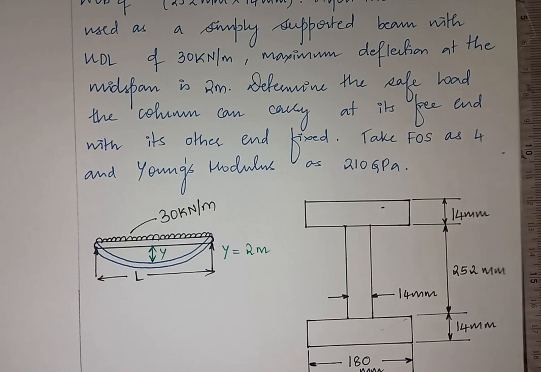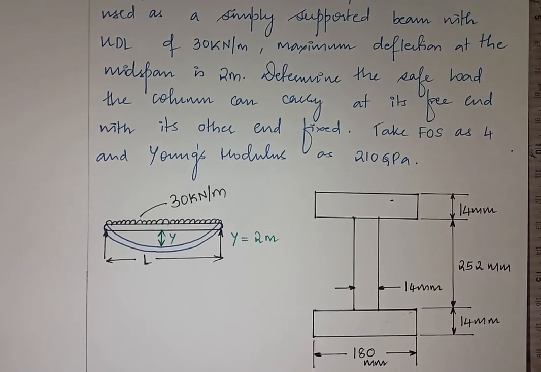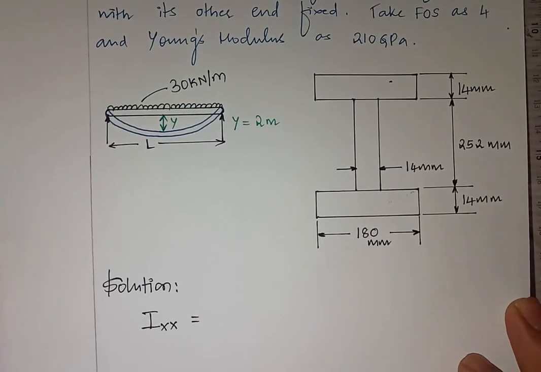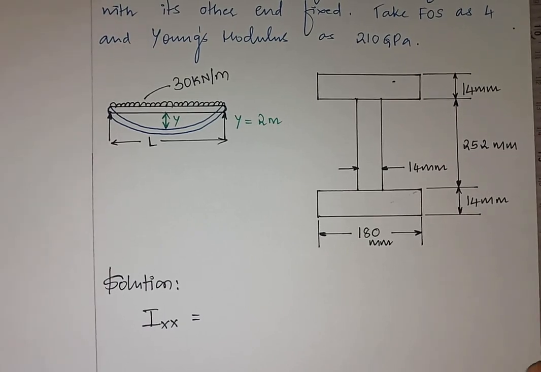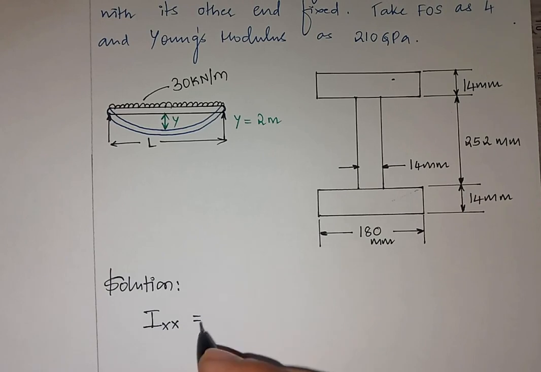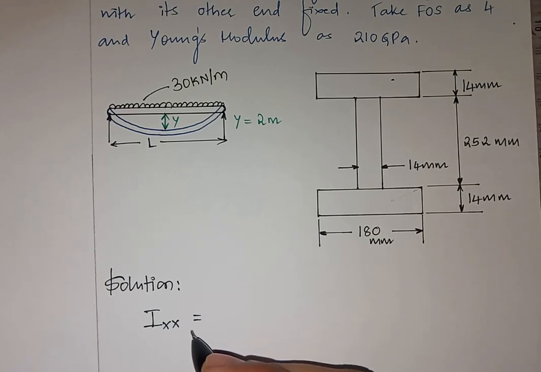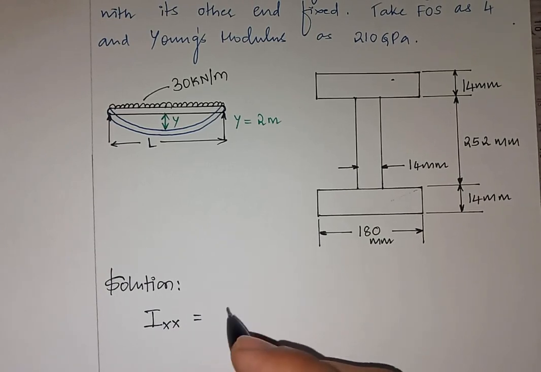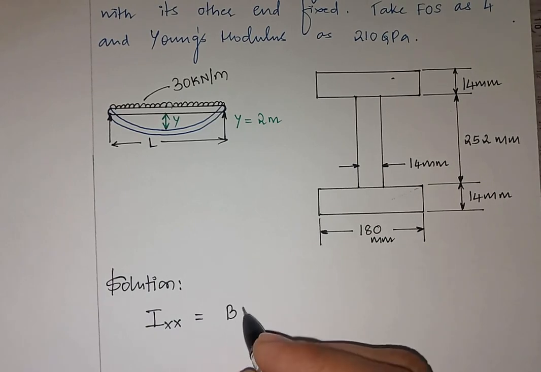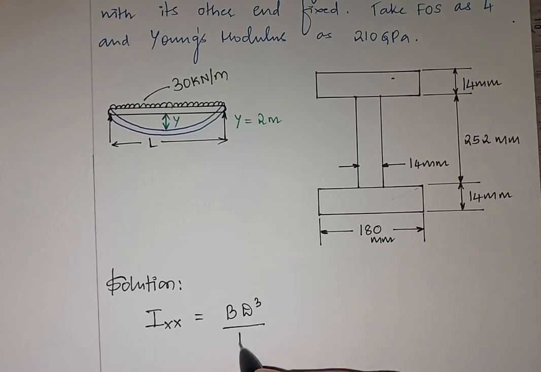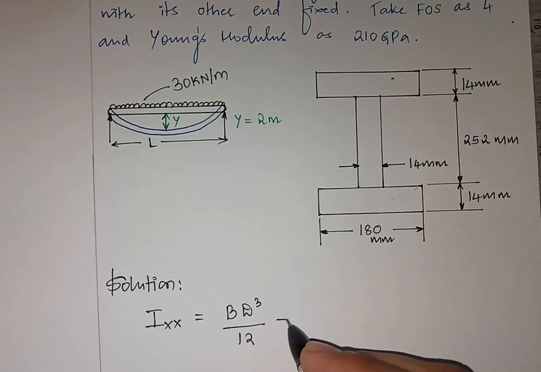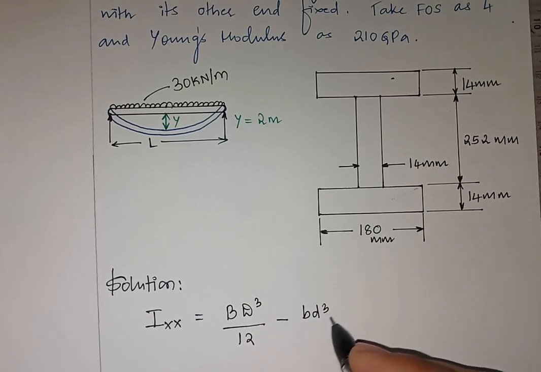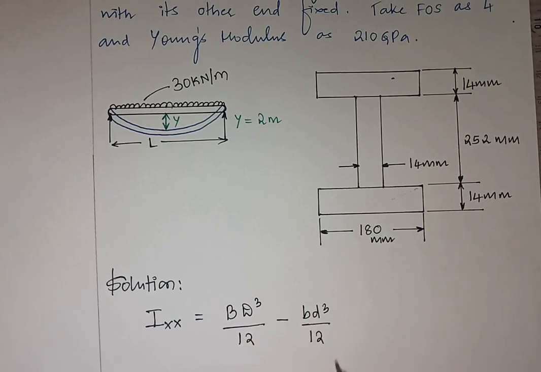So first let me find out the moment of inertia. Moment of inertia about the x-axis, Ixx, is given by BD cube divided by 12 minus bd cube divided by 12.